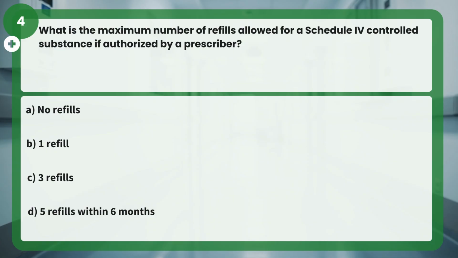Question 4. What is the maximum number of refills allowed for a Schedule IV controlled substance if authorized by a prescriber? A. No refills. B. 1 refill. C. 3 refills. D. 5 refills within 6 months.